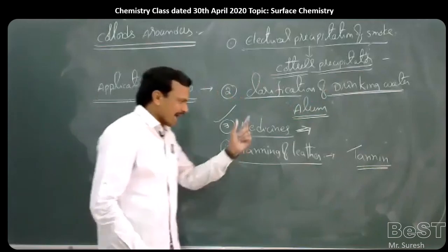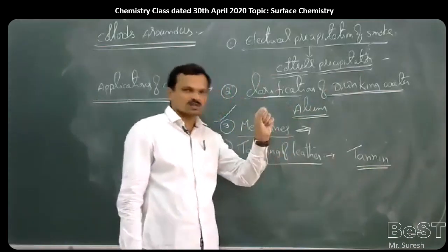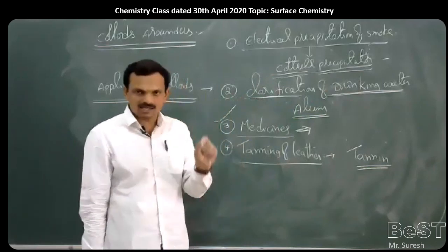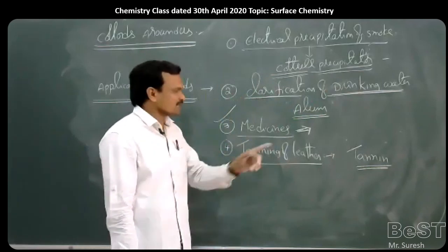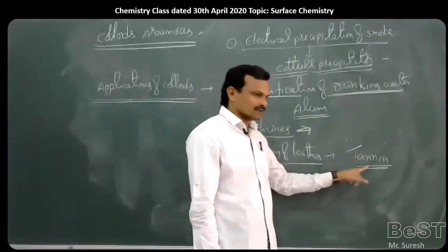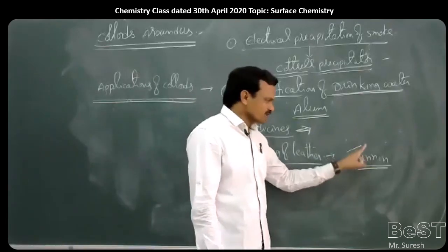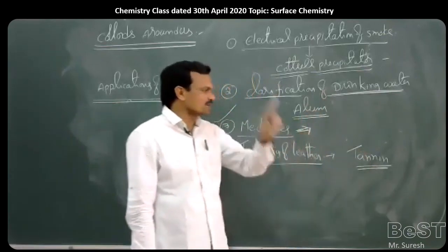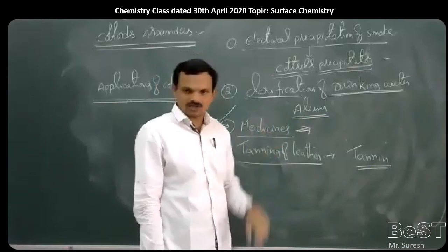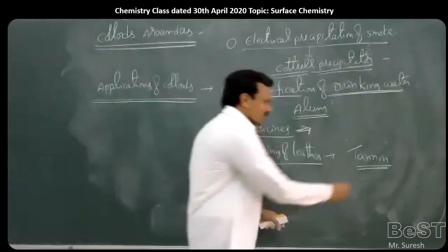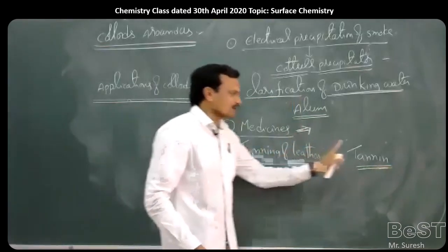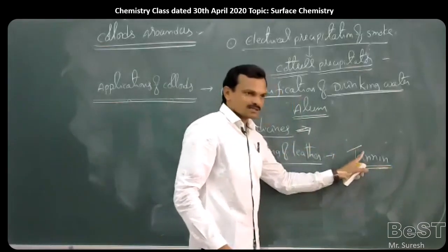See, animal hides contain positively charged colloidal particles, and those particles can be neutralized, that is, coagulated, by adding a negatively charged colloid called tannin. This negatively charged colloid neutralizes the charge present on the colloidal particles of animal hides, which is called mutual coagulation. So tannin causes mutual coagulation of colloidal particles which are present in the animal hides.